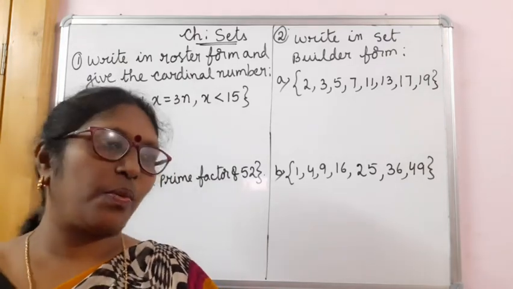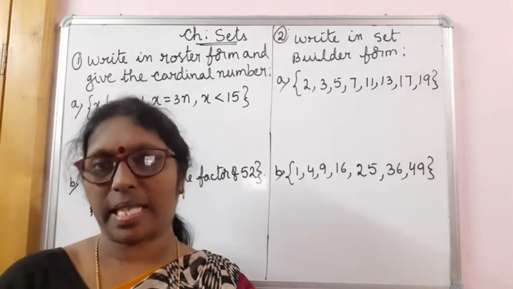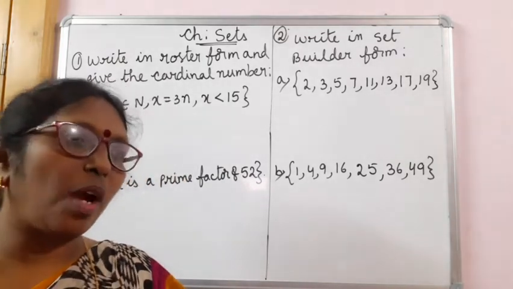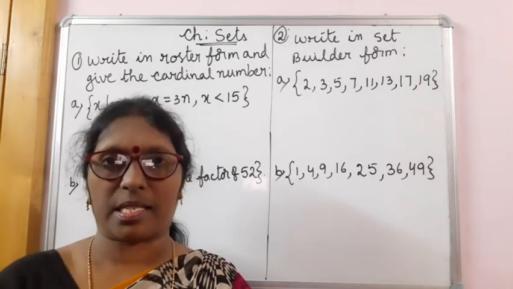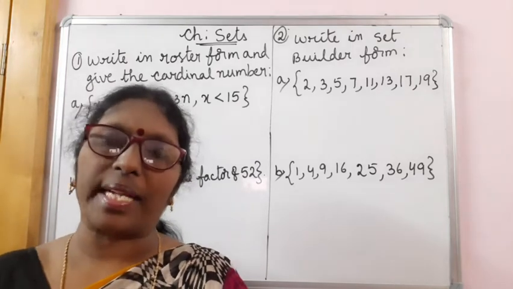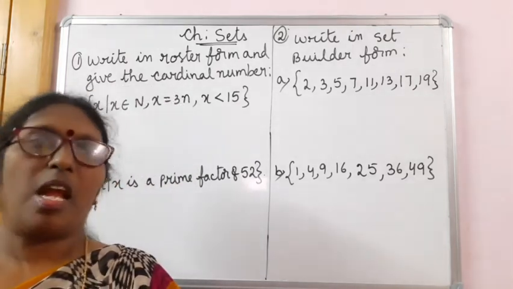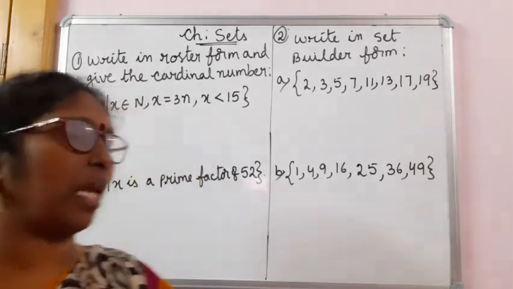Today let us have some simple sums based on chapter 6. You have learned the different ways of representing sets, and also how to find the cardinal number of a set. Basing on that, let us have few simple sums.